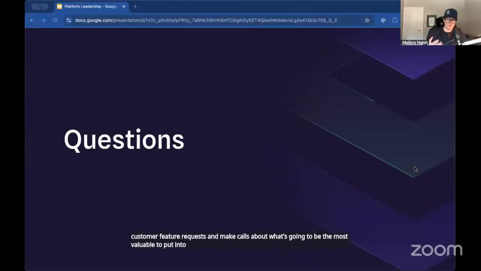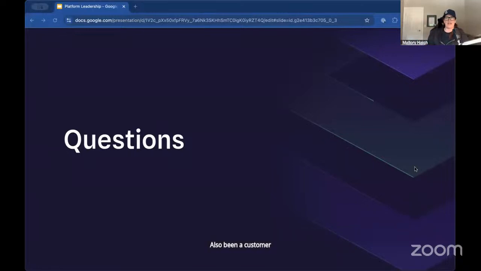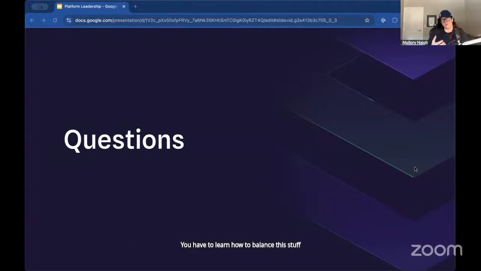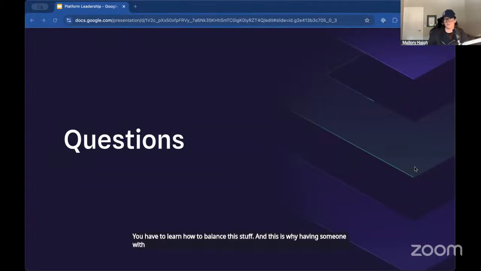And honestly, this is one of the hardest parts of product management too. So I've done enough of that in my life to know how hard it is, and also been a customer success person. So like, hey, how do I advocate for my customer? They really need this thing. It's going to make them really happy, but maybe it's not on the general roadmap because it's only for these folks. You have to learn how to balance this stuff. And this is why having someone with product management and product ownership experience on board is so important.